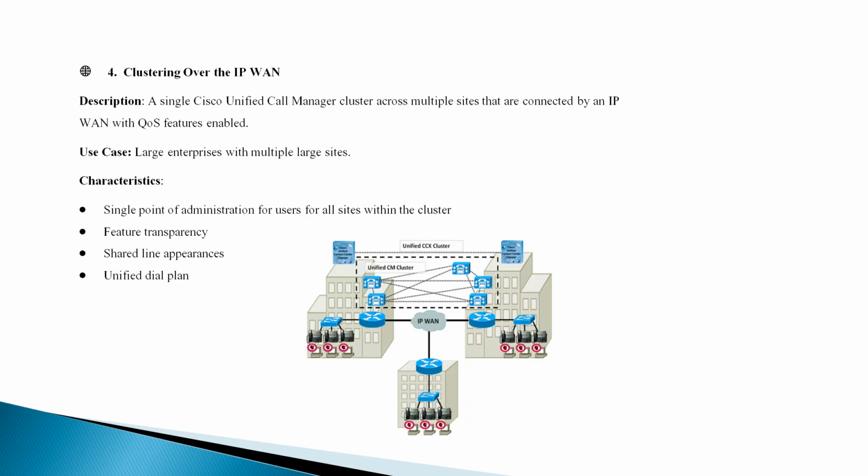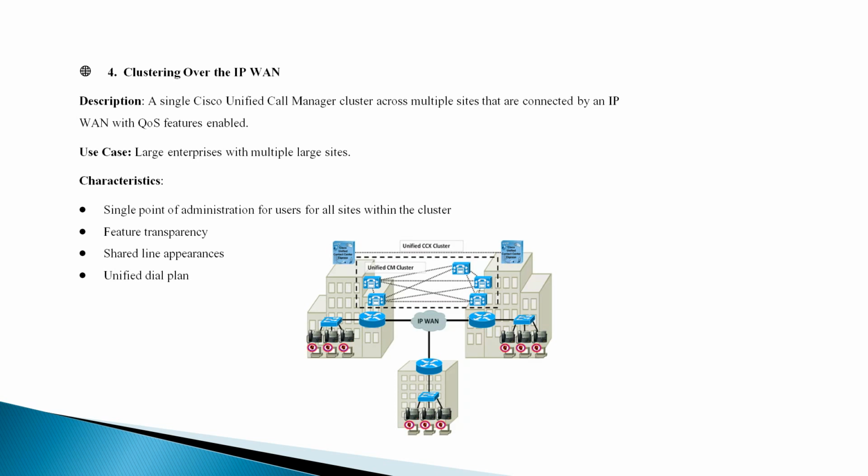And the characteristics of this are a single point of administration for users for all the sites within the cluster, because it has only one cluster, so we can configure all the phones, routing patterns, or media resources from one cluster only, right? And feature transparency, shared line appearance and unified dial plan, so any user from site A, site B, site C can make a transfer call, conference call, and also the same number can appear on multiple phones at multiple sites. That is shared line appearance, right?